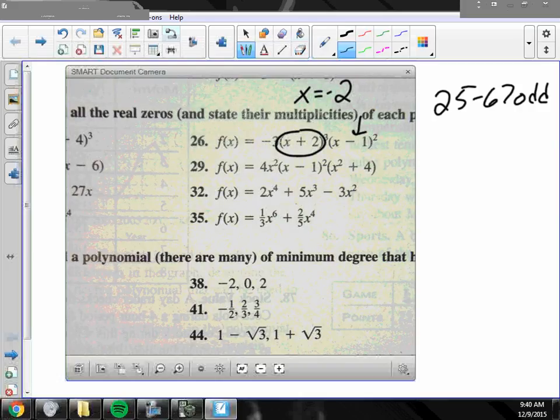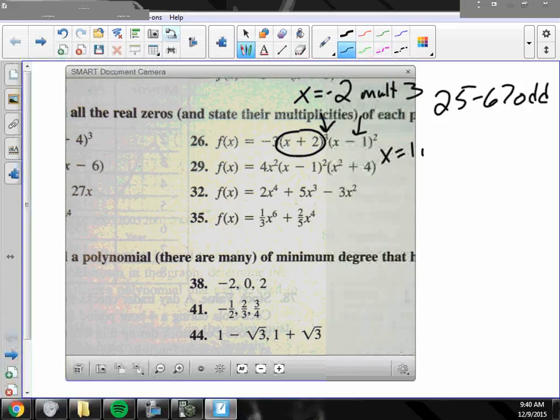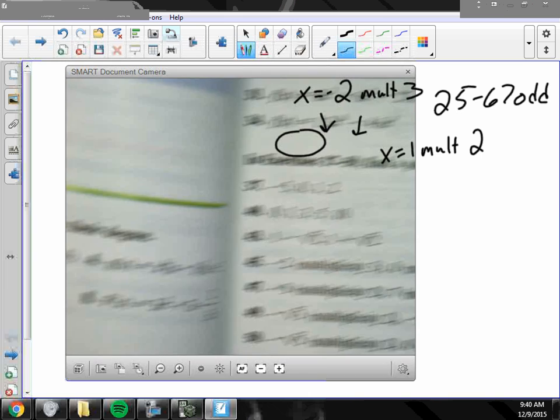X equals -2 with a multiplicity of, how many times does that root show up? Well, it's raised to the third power, so it would be multiplicity 3. The next one would be x equals 1 with a multiplicity of 2. Okay, look at 28.